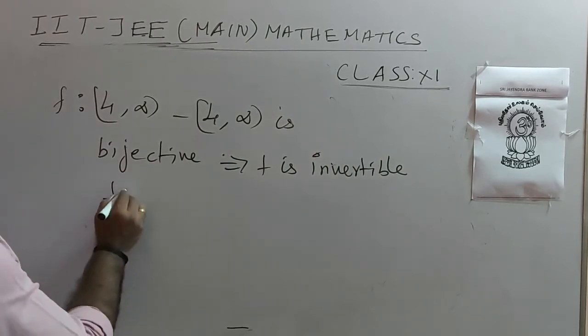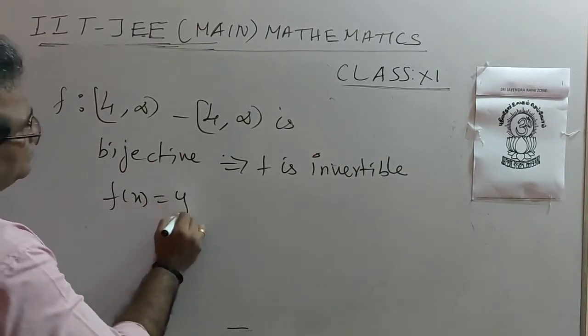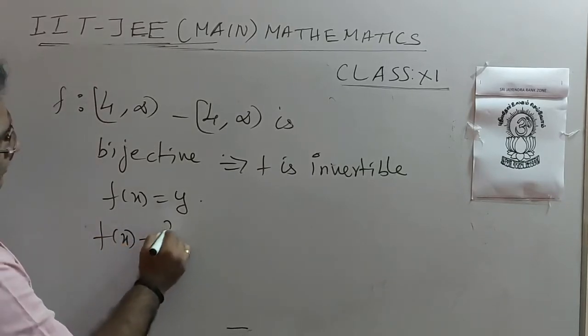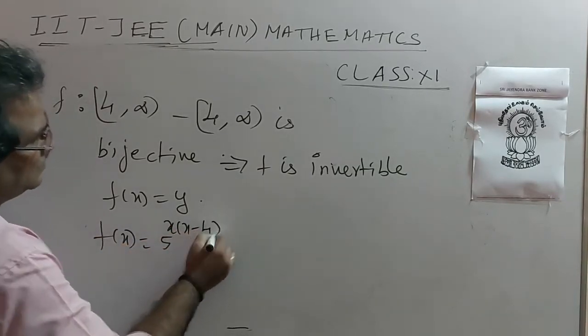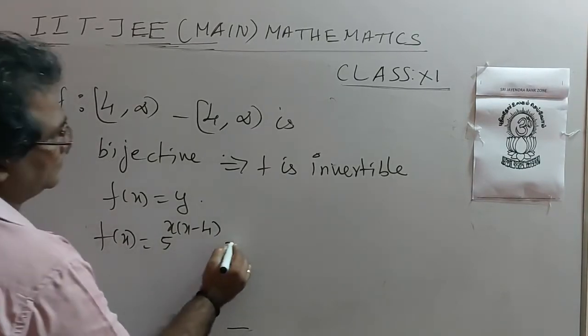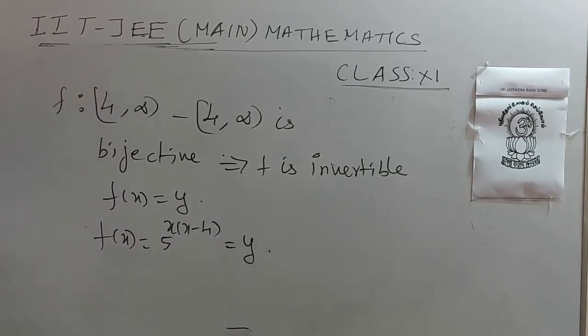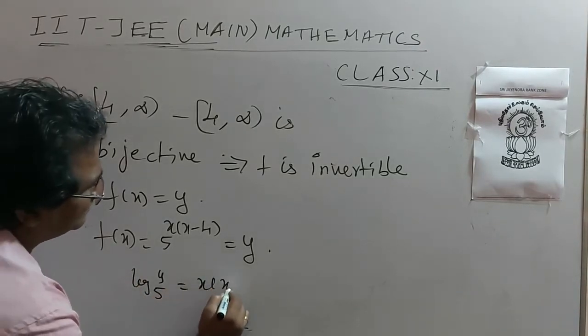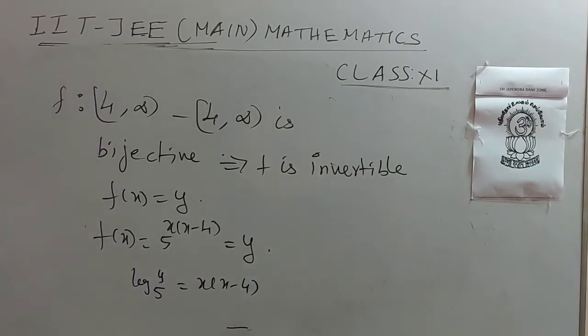Now, consider f of x equal to y. So f of x is given as 5 power x into (x minus 4). Let it be y. Then log y to the base 5 equal to x into (x minus 4).